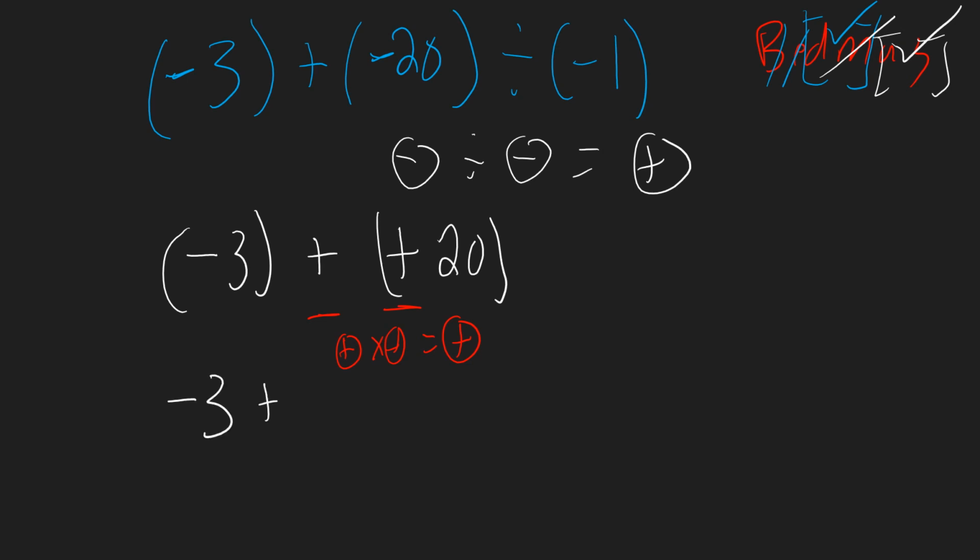Negative 3 plus 20. Now when we look at it, we have 20 positives and 3 negatives, so we have more positives, and we're just going to subtract or take away the lesser group. So we look at it, 20 subtract 3 is just going to end up being positive 17. And that's all there is to it. So that's pretty much it for this lesson.